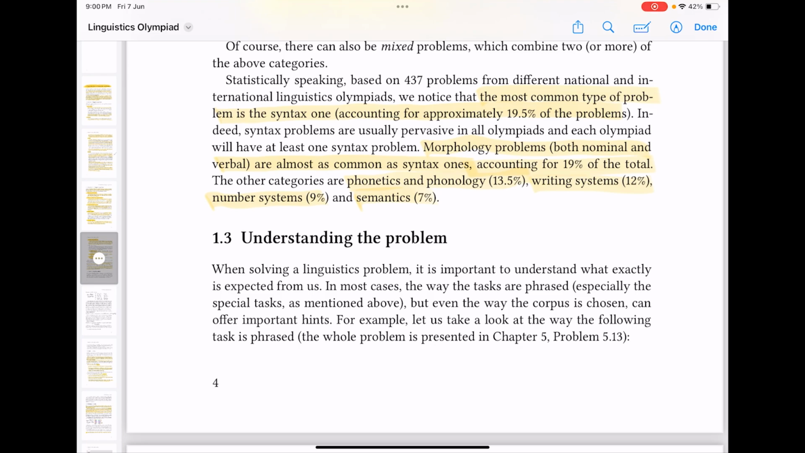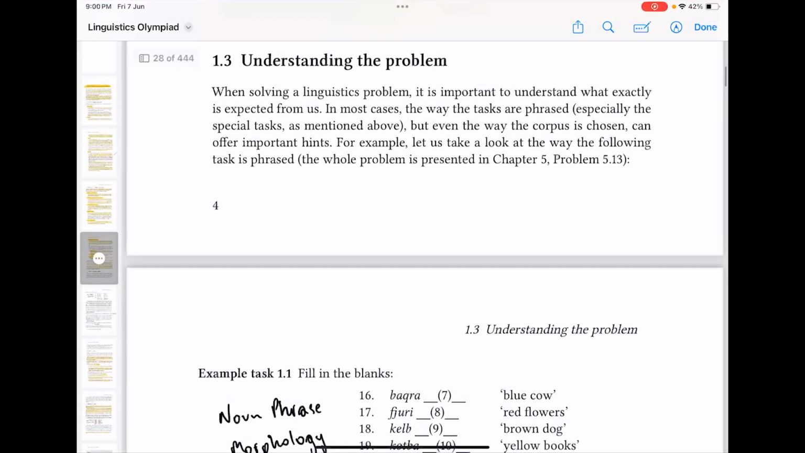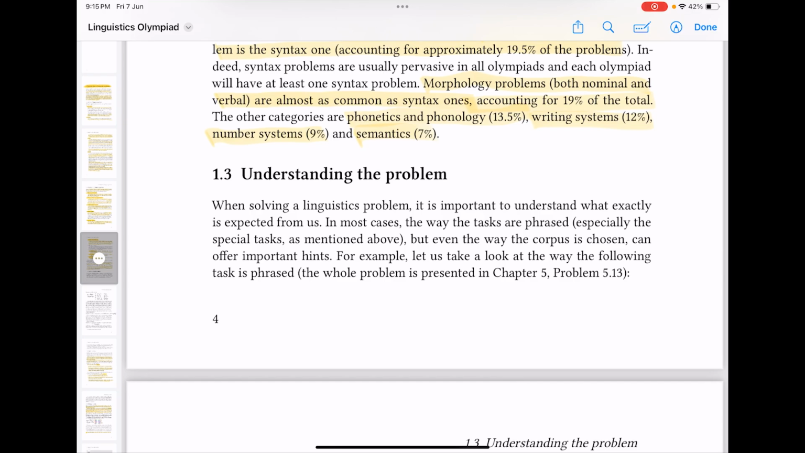By the way, this book is called Linguistic Olympiad Training Guide by Vlad. You can just search it on Google and you'll find a PDF of it. We'll be using this book as well as some other Olympiad resources to get a good hold on linguistics, for you guys and for me too. Okay, so let's start with understanding the problem.